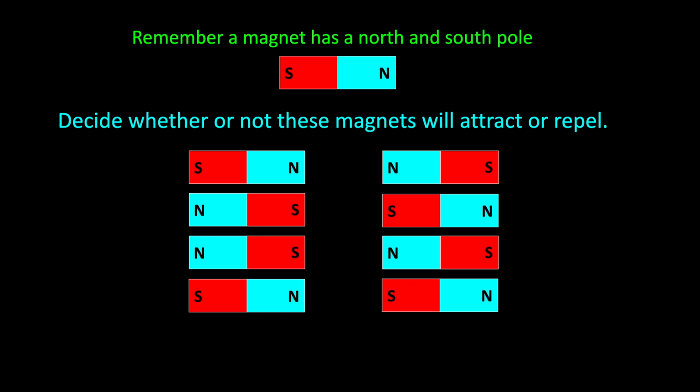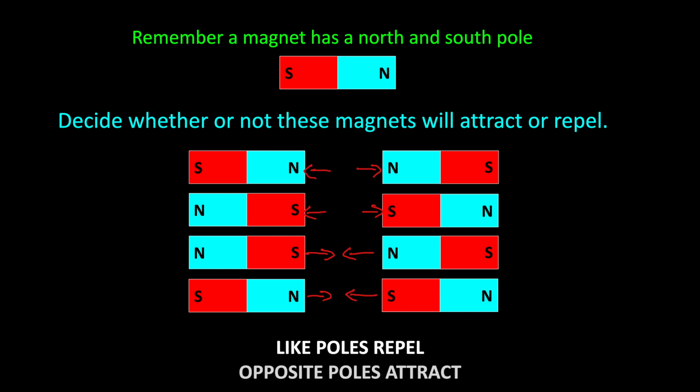So, in the first case, we have two north poles facing each other. These will repel. Below that, we have two south poles, and these will also repel. Next, we have a south and north pole, and these will attract. And finally, we have a north and south pole, and these will also attract. So we can clearly see that like poles repel, like poles being north and north or south and south, and opposite poles attract.